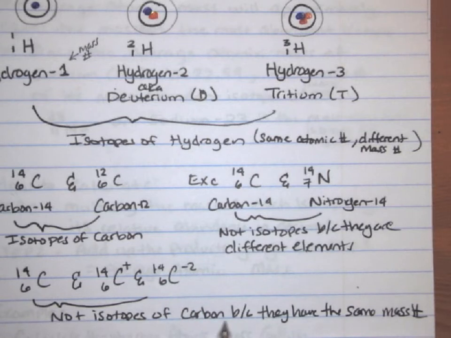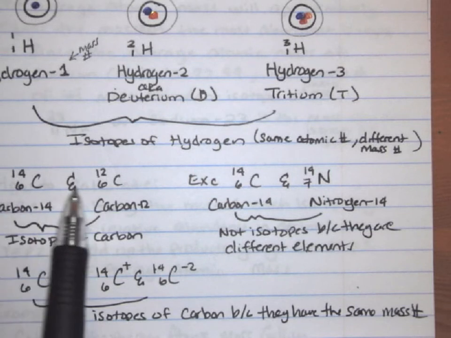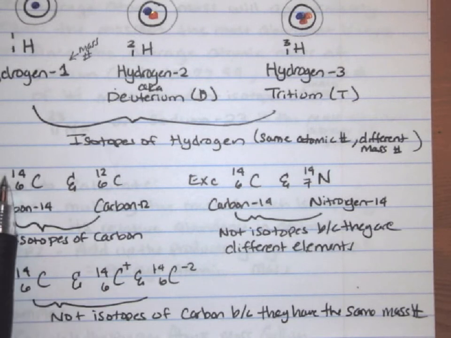So these are not isotopes of carbon because they have the same mass number. They're all carbons, so they're the same element, but their mass numbers are all the same, 14, 14, 14. So if they weigh the same and they're the same element, once again, they are not isotopes. So the only way you can be an isotope is if you're the same element, but you have a different mass number. So the bottom number, the atomic number, should be the same, but the mass number on top will be different.